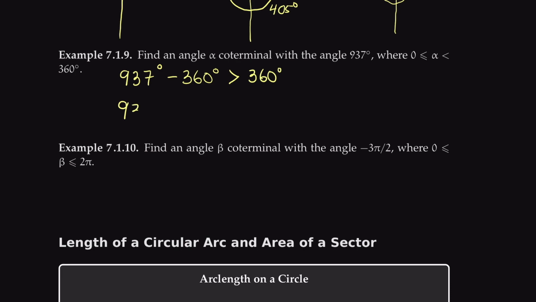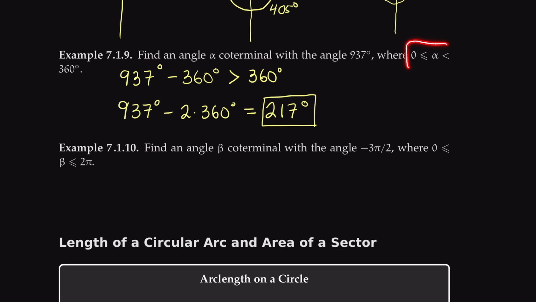But if you take 937 degrees and subtract 360 degrees twice, so you sort of unwind back around twice, then you're going to get 937 minus 720, which ends up giving you 217 degrees. That's an angle between 0 and 360, and so that's the angle that we're looking for. That's the coterminal angle that satisfies that it's between 0 and 360 degrees.